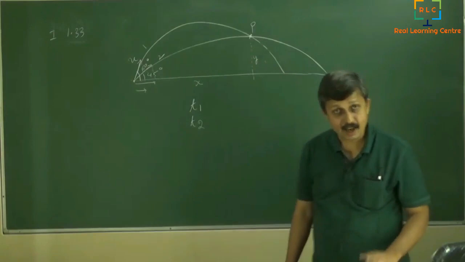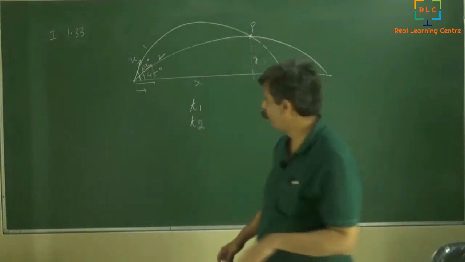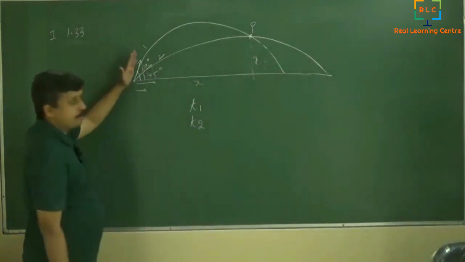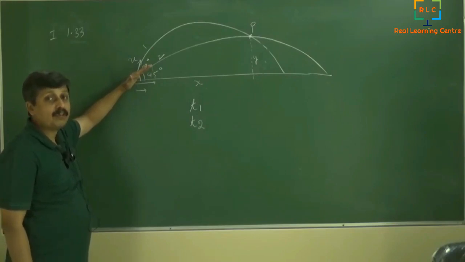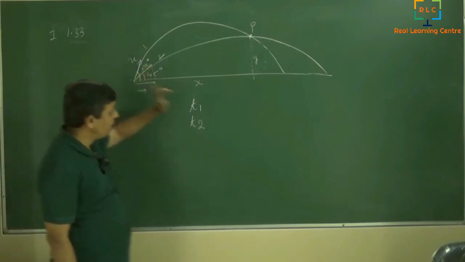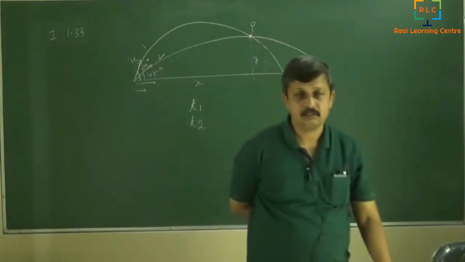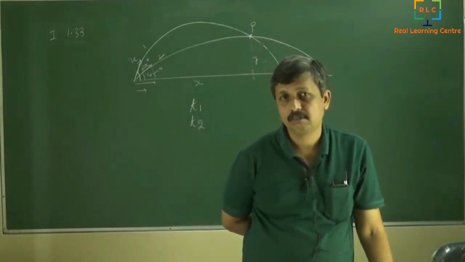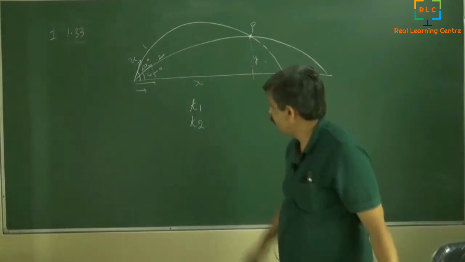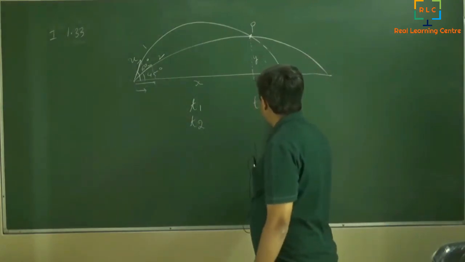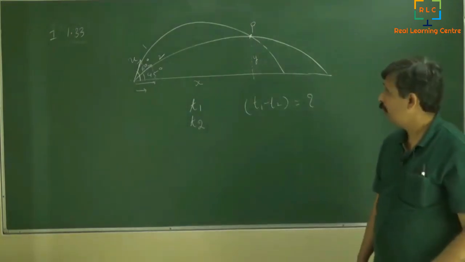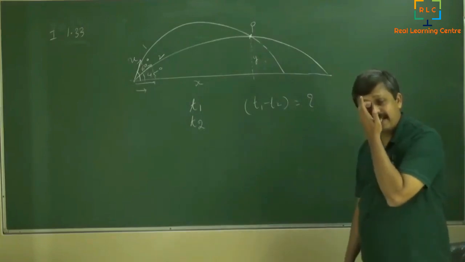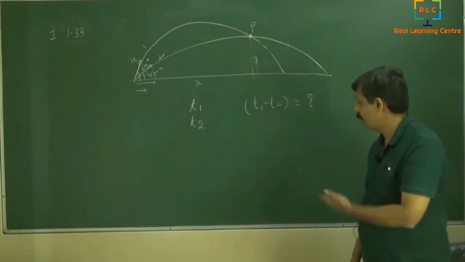They are not fired at the same time, please understand the question. One of them is fired. Now after some time, the second one is fired. Our question is what is the difference in time? After how much time do you have to fire the second one so that it hits it? So obviously we have to find T1 minus T2. This is our question. So independently calculate T1, independently calculate T2, and find the difference.